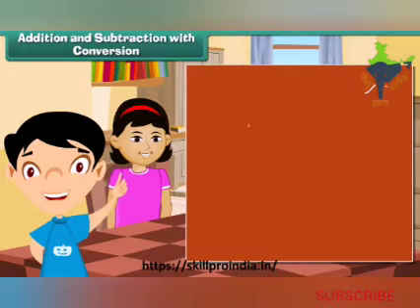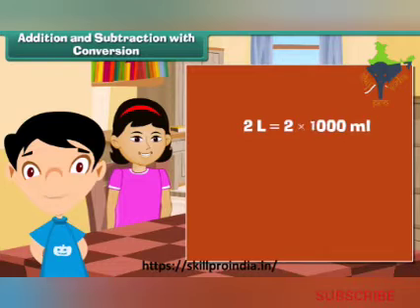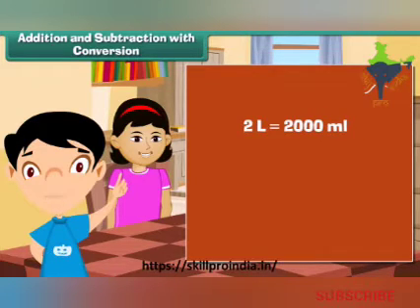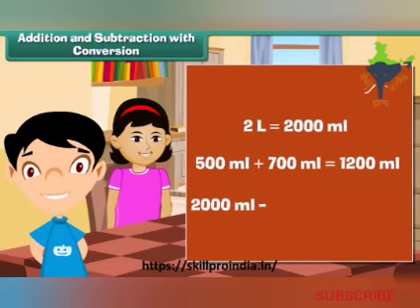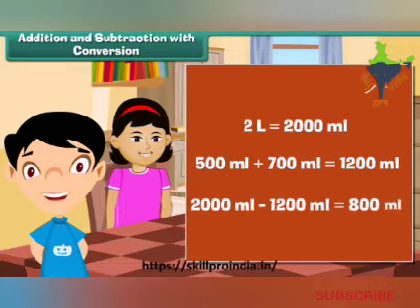Total water in the bottle is 2 liters, which is 2 into 1000 milliliters, which equals 2000 milliliters. Total water consumed is 500 milliliters plus 700 milliliters, which is 1200 milliliters. Water left in the bottle is equal to 2000 milliliters minus 1200 milliliters, which equals 800 milliliters.